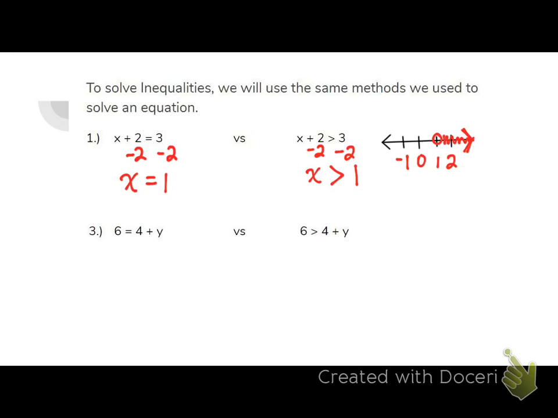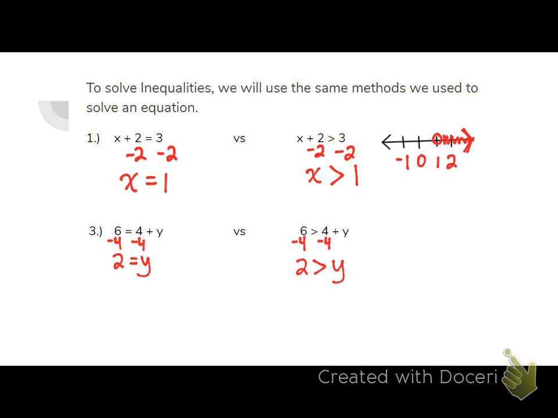Okay, next one. Again, we did this in the warm-ups. We subtracted 4 from both sides. We had gotten 2 is equal to y. We're going to do the same kind of thing for an inequality, but instead of an equal sign, we've got another greater than sign. So I subtract 4 on both sides. I still get a 2. Y is still alone. We just have a different symbol in the middle.